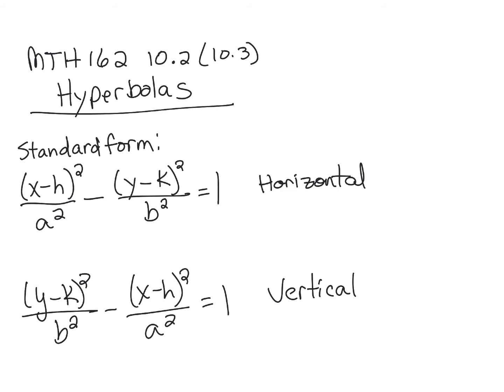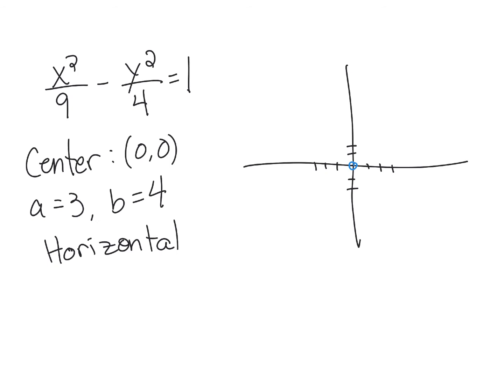Now, in this case, major and minor doesn't mean longest and shortest. It means, is it horizontal or is it vertical? And remember, it's based on whether the y part is positive or the x part is positive. Okay, let's graph one. This is a little bit more complicated, but it's still not bad.